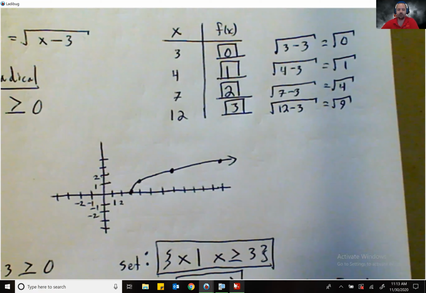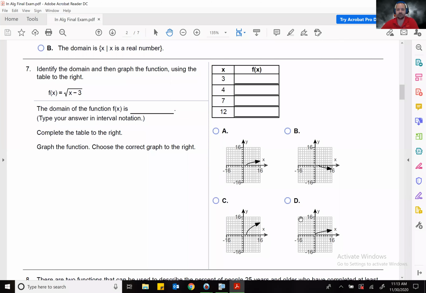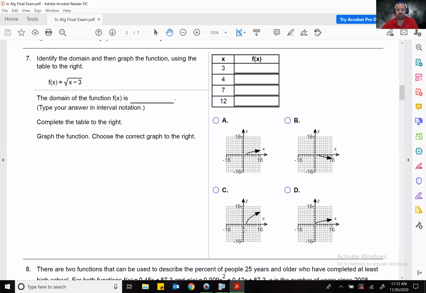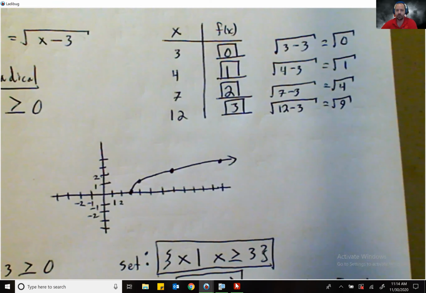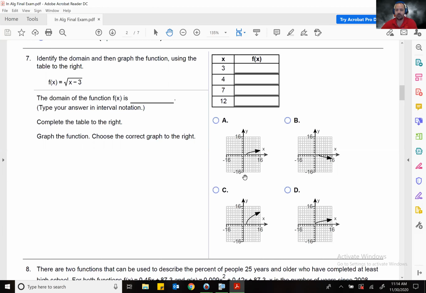So if I come out here, which picture is it? Is it A, B, C, or D? It is not D, because if you look at this, it starts right here at 0, 0. Our graph starts all the way out here. You said it. It'd be A. It is A.